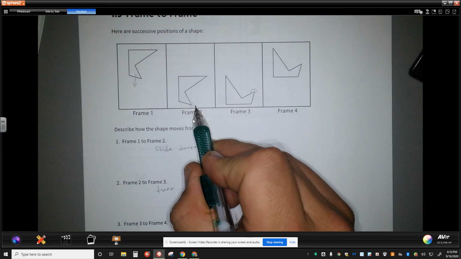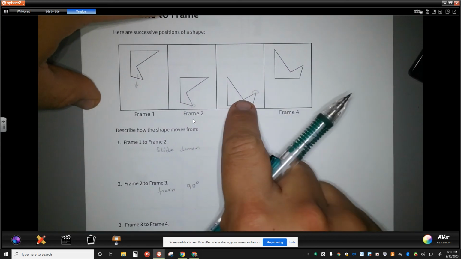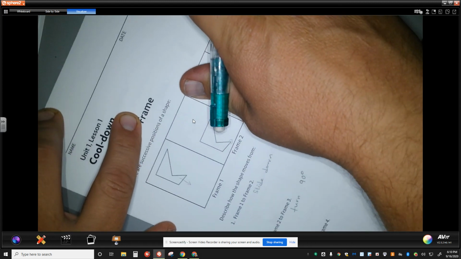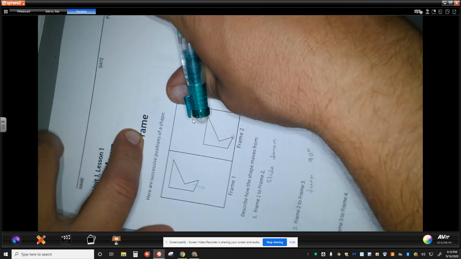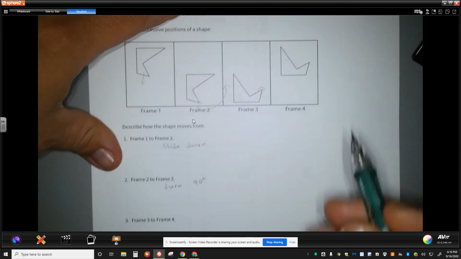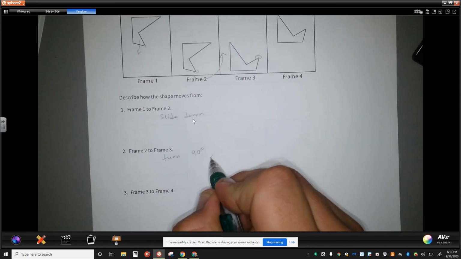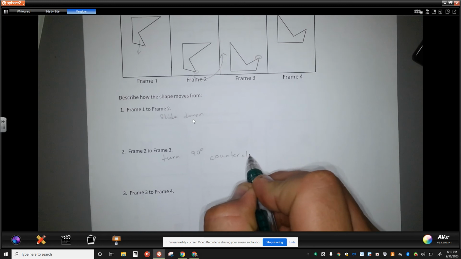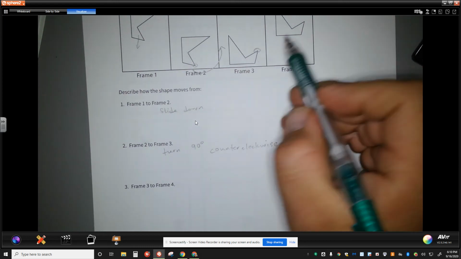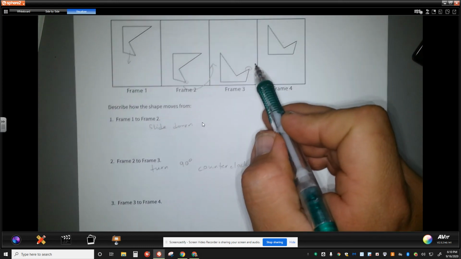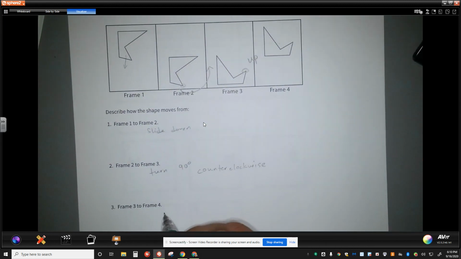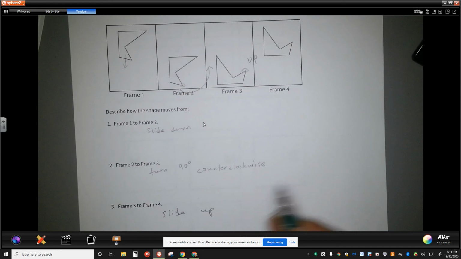Thinking about this value, if we wanted to turn our paper so that it looks like this one, keep in mind this piece is going this way. I'm turning my paper 90 degrees counterclockwise, we're turning it this way. So we would say 90 degrees counterclockwise. And then finally, from frame 3 to frame 4, it appears that the figure is all in the same orientation, and so this figure just went up, or we could say slide up.